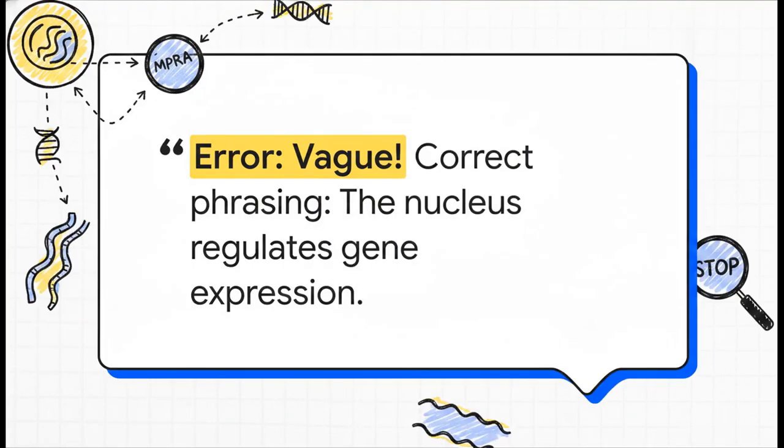Well, if you said it was too generic, you hit the nail right on the head. Controls the cell is, quite frankly, a GCSE level answer. The error is that it's just way too vague. At the A-level standard, examiners demand precise, technical language. The correct phrasing you're looking for is, the nucleus regulates gene expression. You absolutely have to level up your vocabulary so it matches the syllabus requirements.